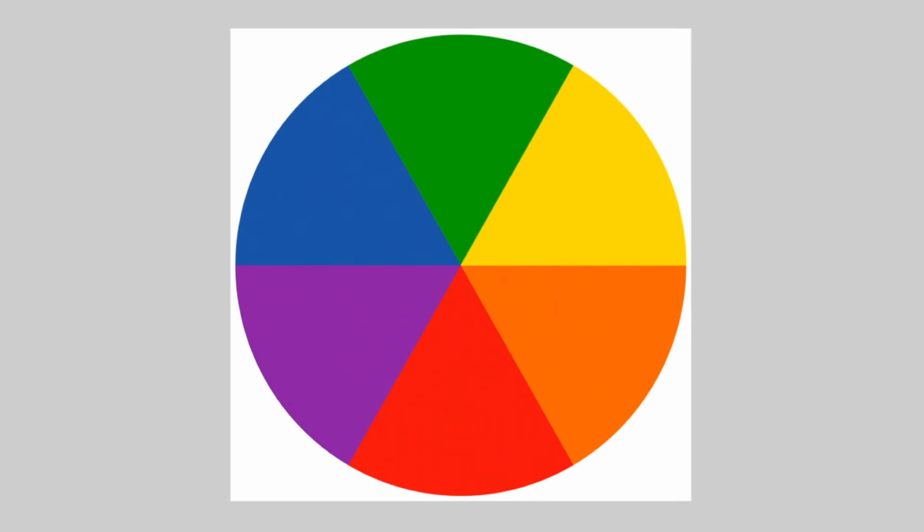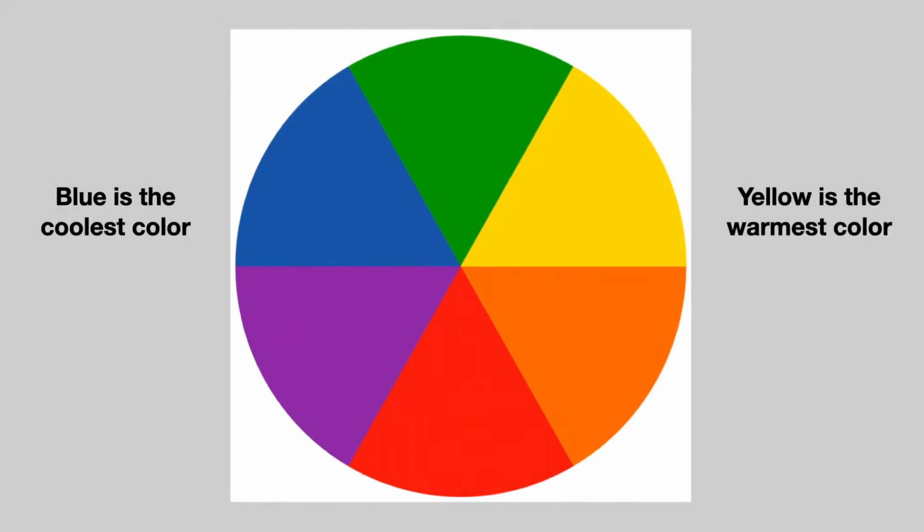All the colors on this wheel have a visual temperature. Generally, cool colors would include blues, greens, and purples. Warm colors might include reds, oranges, and yellows. On this wheel, blue is the coolest color and yellow is the warmest color. A simple way to decide if a color is warm or cool is to determine whether it is closer to blue or yellow.